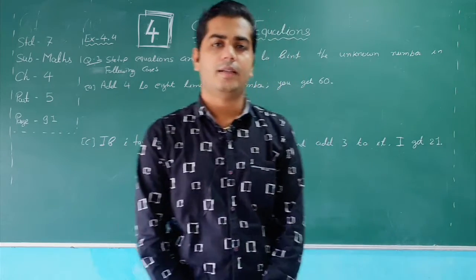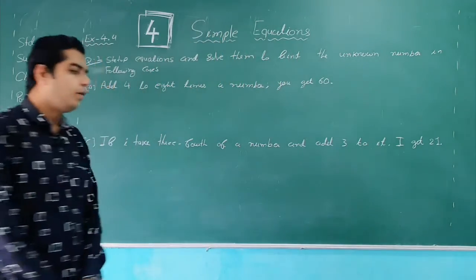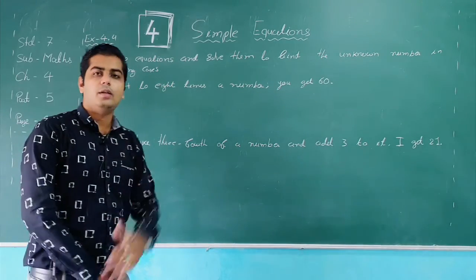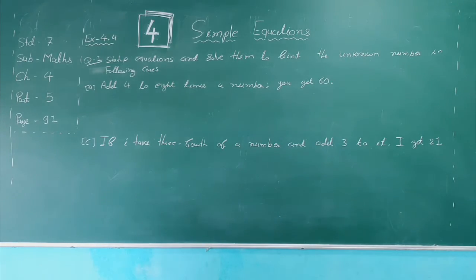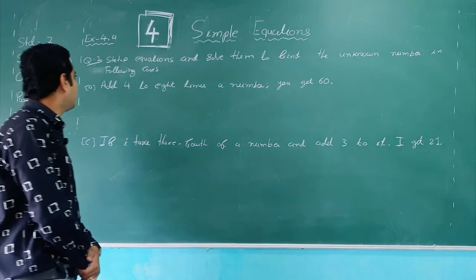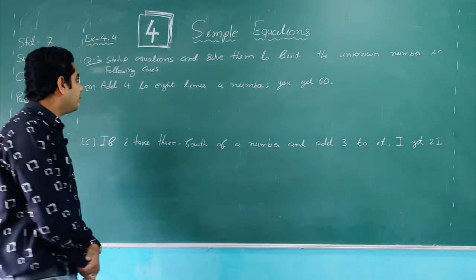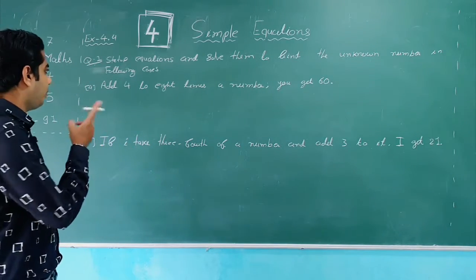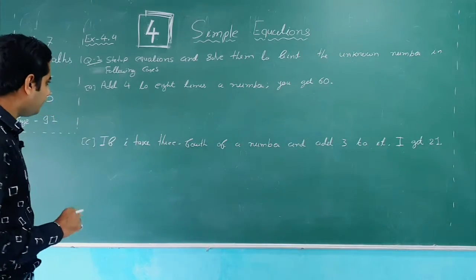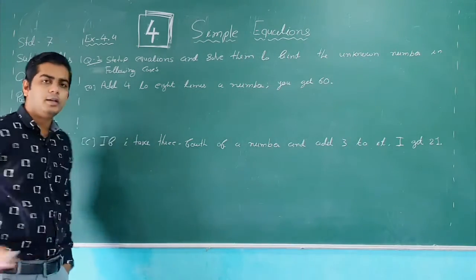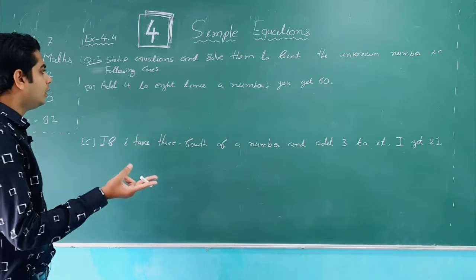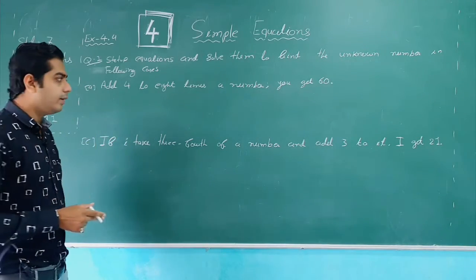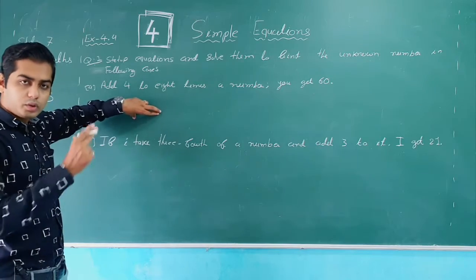Lastly we completed our exercise 4.3, now we are moving on to exercise 4.4, chapter number 4, simple equations. So now 4.4, question number 1, what does it say? Set up equations and solve them to find the unknown number in the following cases. मतलब there is a statement given and we have to convert the statement into the equation, but the new thing in this exercise is that we have to solve the equation also.